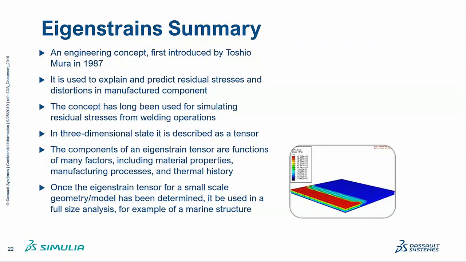And once the eigenstrain tensor for a small scale geometry or a model has been determined, it can be used in a full size analysis, for example, of going from a small panel or a small item of a marine geometry or a marine construction into an entire structure, an entire string, or an entire panel.